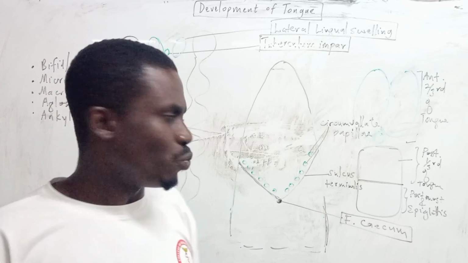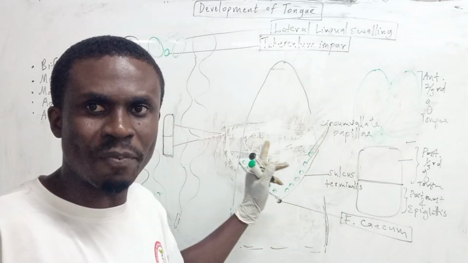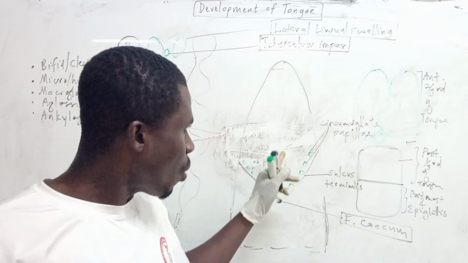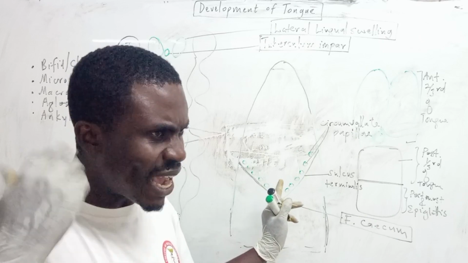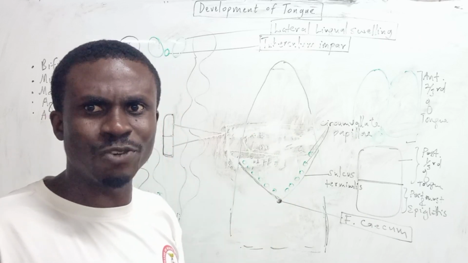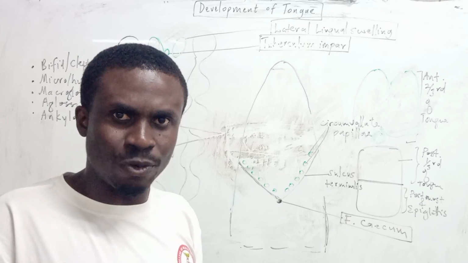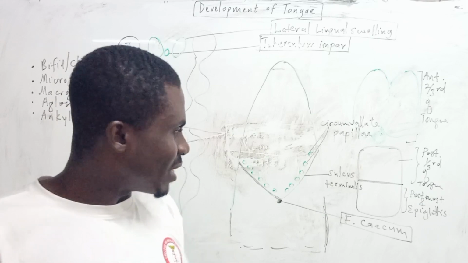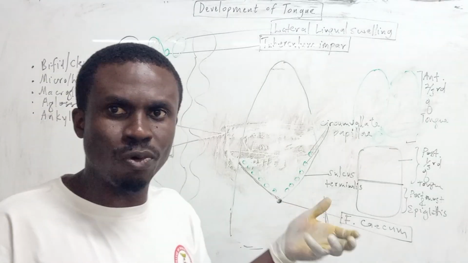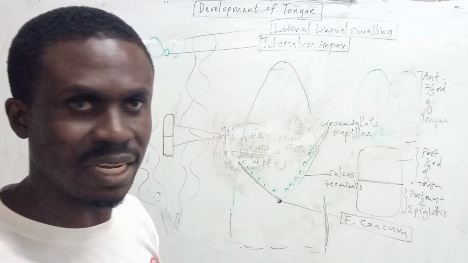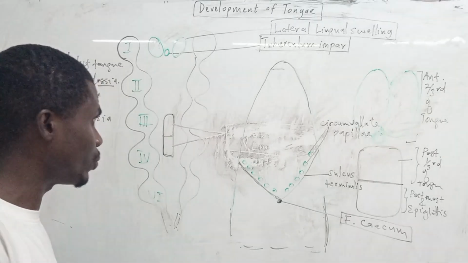Although grossly we see these circumvallate papillae ventral, in front of what we call the sulcus terminalis, therefore the idea will be that it belongs to the anterior two-thirds portion of the tongue grossly. But developmentally, and we also understand the nerve supply, it is coming from the cranial portion of the hypobranchial eminence. Yes, that's one thing I want you to know.